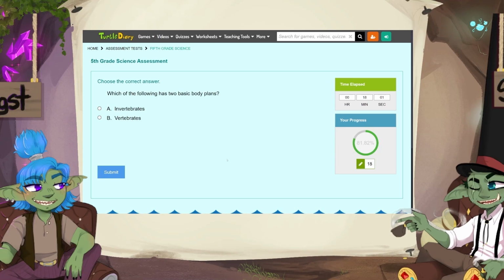Which of the following has 2 basic body plans? What? Okay, hold up. We can reverse engineer this. We know invertebrates are like bugs, bugs and things without bones. Shrimp. But vertebrates are basically bone and spine. Well, okay, let's think. What does it mean by body plan? Yeah, that's what's kind of throwing me off here. Specifically asking about vertebrae, spinal column. So that's all I'm gonna say.